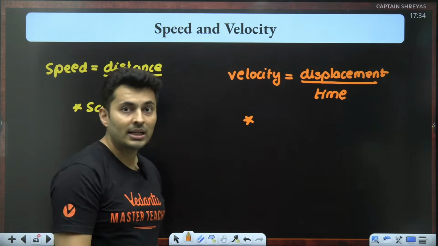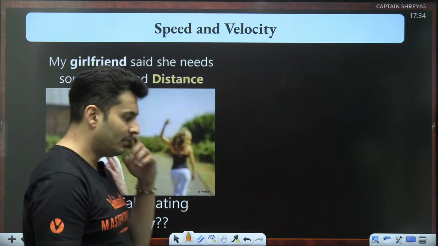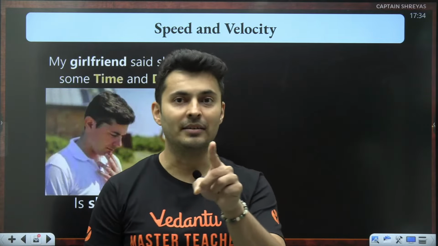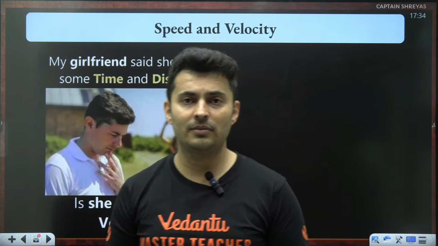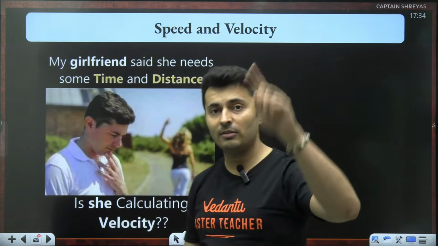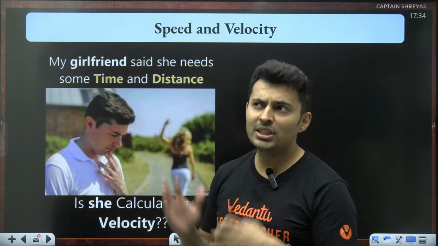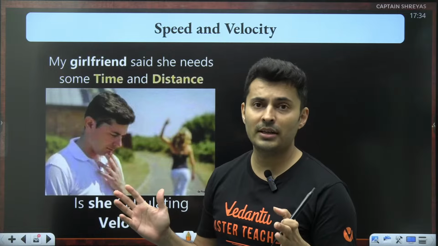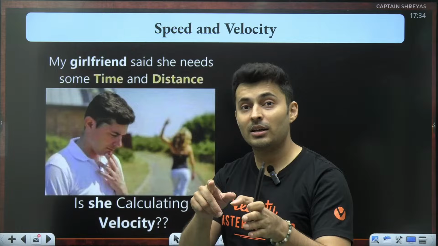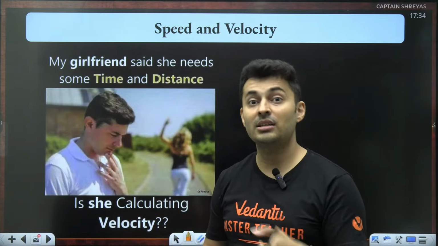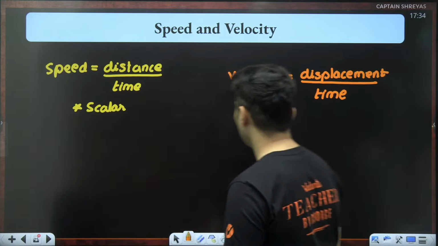So always remember, if your girlfriend or boyfriend ever asks you, I need some distance, then you are calculating speed. If they ask that I need some displacement in my life, I need some time, then they are asking for velocity. Then when they tell you that I want some displacement, you should ask, which direction do you want to displace Champa? Which direction do you want to displace Pandu? Then when they ask you, why are you asking which direction? Then you should tell, listen, displacement, vector quantity. Okay, so that's how you will remind them.